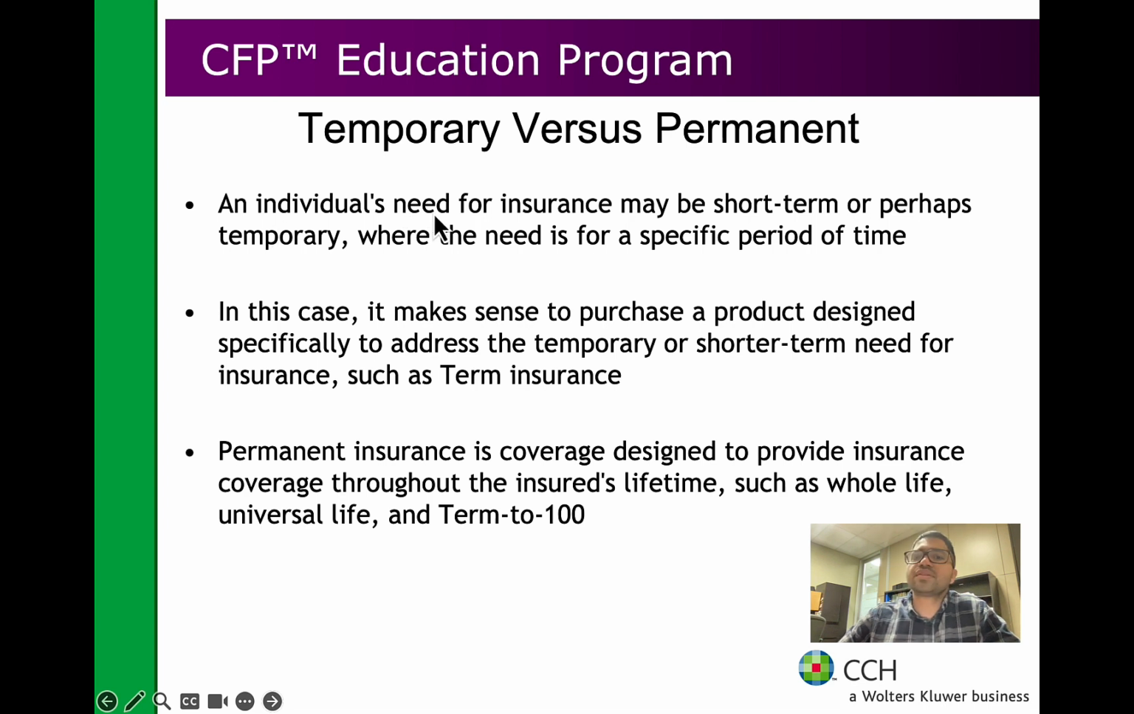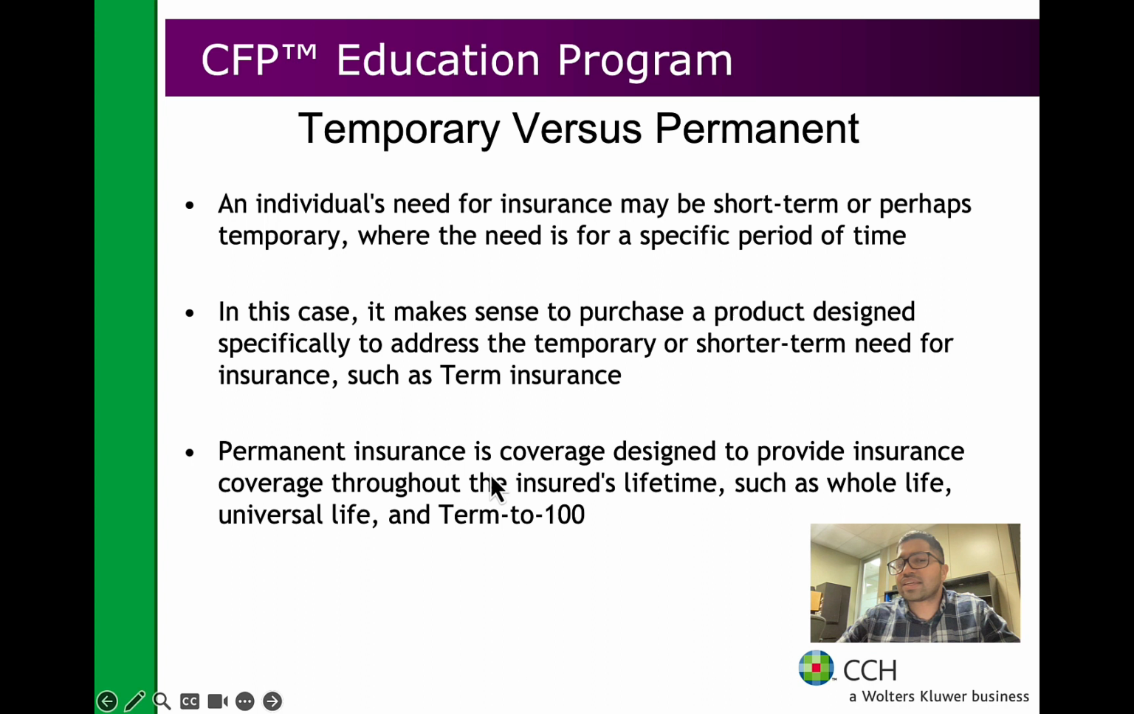An individual's need for insurance may be short-term or temporary, where the need is for a specific period of time. Example, mortgage. If you have a 10-year mortgage, you might want to get yourself insured for the mortgage amount for those 10 years, after which you might not need the insurance to cover the mortgage. In this case, it makes perfect sense to purchase a product designed specifically to address temporary or short-term needs of insurance, such as term insurance.